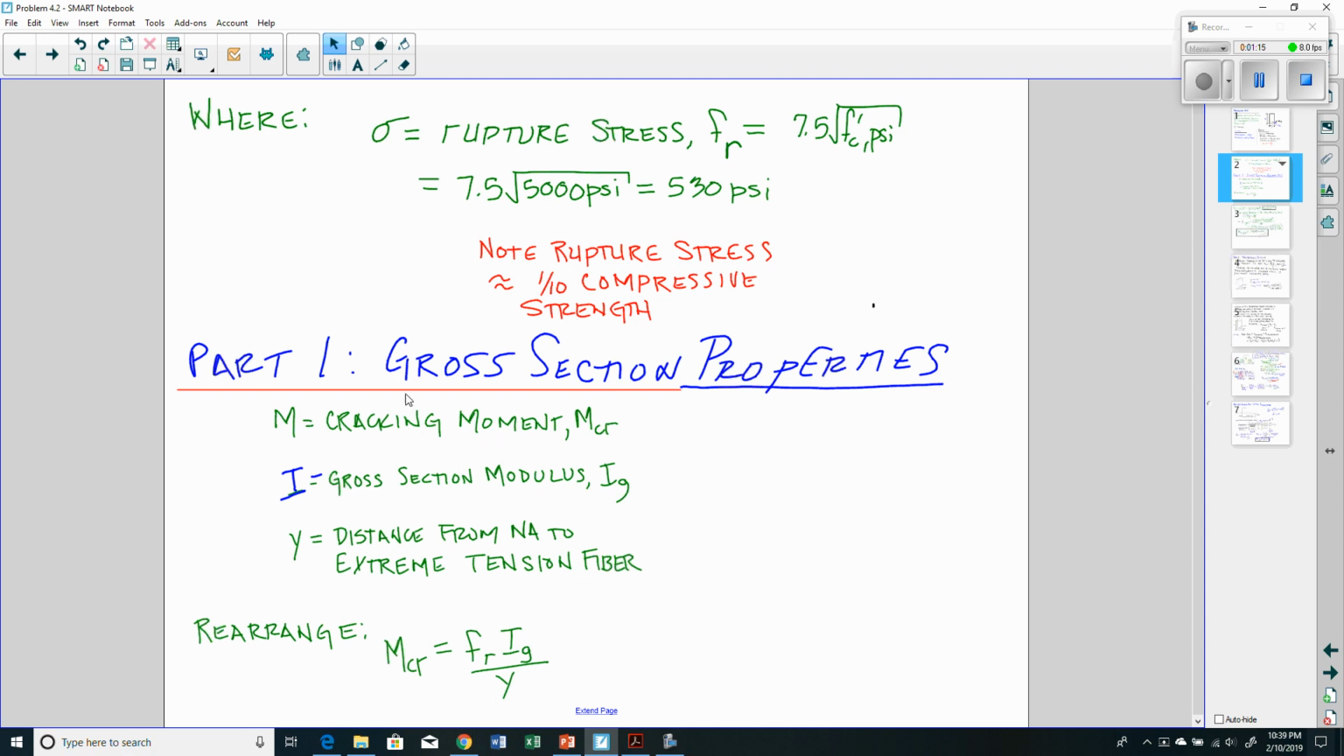In this problem, we wanted to know the cracking moment for gross section properties and for transform section properties. So the first part, we're going to do just the gross section, and for the gross section, it's just the gross section modulus. You know this is equal to 1/12 base times height cubed. If we rearrange this to solve for our cracking moment, M cracking is equal to our rupture stress times the gross moment of inertia over y, which is the distance from the neutral axis to the extreme tension fiber.